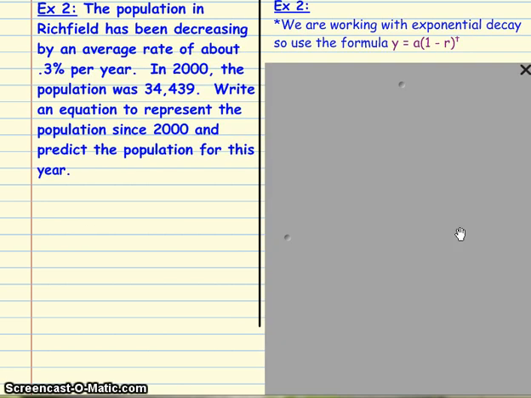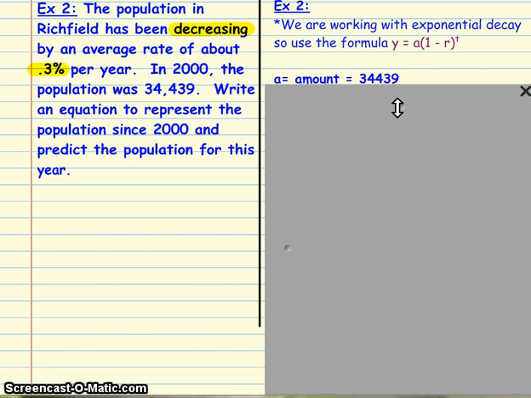Alright, moving on to example 2. The population in Richfield has been decreasing by an average rate of about 0.3% per year. In 2000, the population was 34,439. Write an equation to represent the population since 2000 and predict the population for this year. This problem, we are working with exponential decay. It's exponential because we've got a percentage, and we know we are decaying because we are decreasing. So we're going to use the formula a times the quantity of 1 minus r to the t.